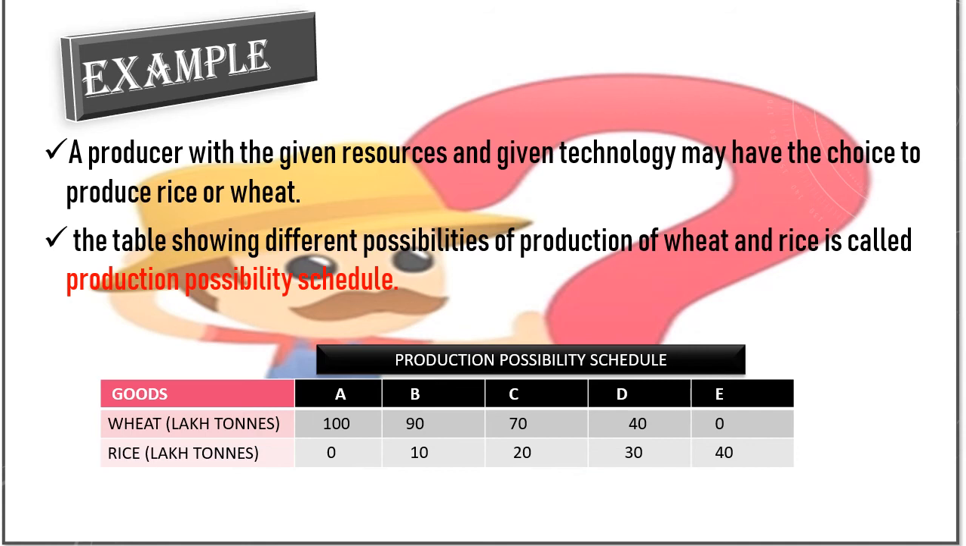So basically, the producer has these different combinations of production possibility, and he has to make a choice between them. These are the few combinations I have mentioned here. There can be numerous combinations from which the producer has to make the choice. So the table which shows different possibilities is known as the production possibility schedule. And when this data is shown in a graph, then it is known as PPC, that is production possibility curve.